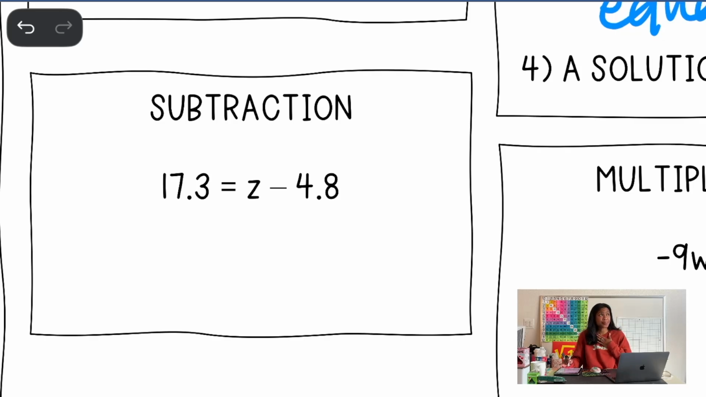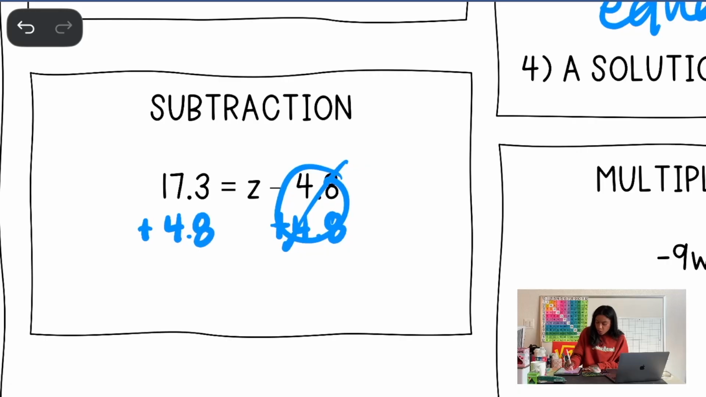And we need to make 0 so that it's like z plus 0, right? So I'm going to go ahead and add 4.8 because I want to make 0 right there. And I'm going to add 4.8 on this side as well.